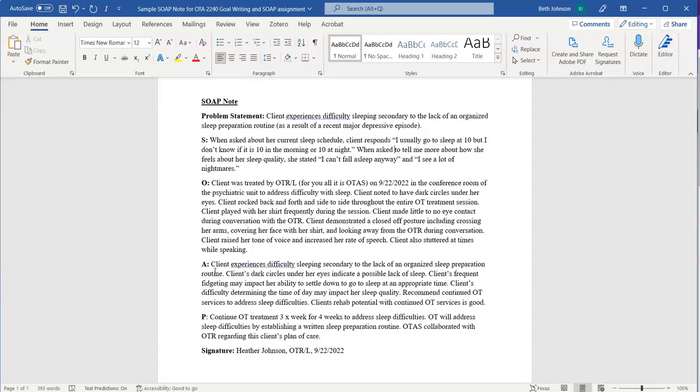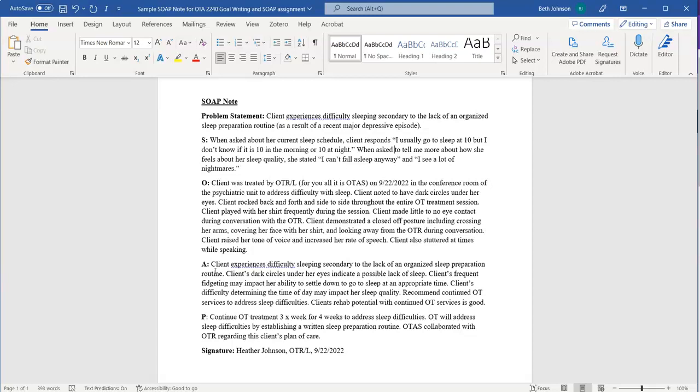Then you also want to make sure that you provide a recommendation and a potential or prognosis statement in the A as well, usually at the end of it. So you're going to say recommend continued OT services to address whatever the problem is. So in this case, the sleep difficulties. And then you can either use the rehab potential or prognosis. It's up to you how you do that. You may have, when you get out into the field, your OT supervisor may prefer one over the other. I will tell you typically what I have seen in my experiences is using the term rehab potential. So client's rehab potential with continued OT services is good.